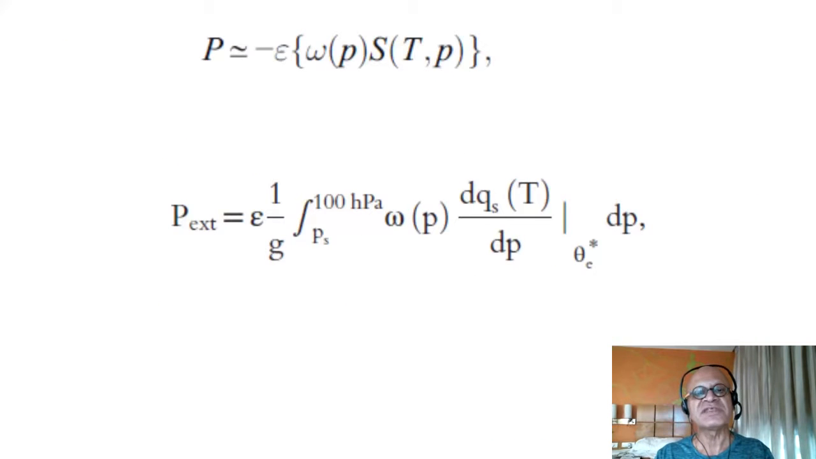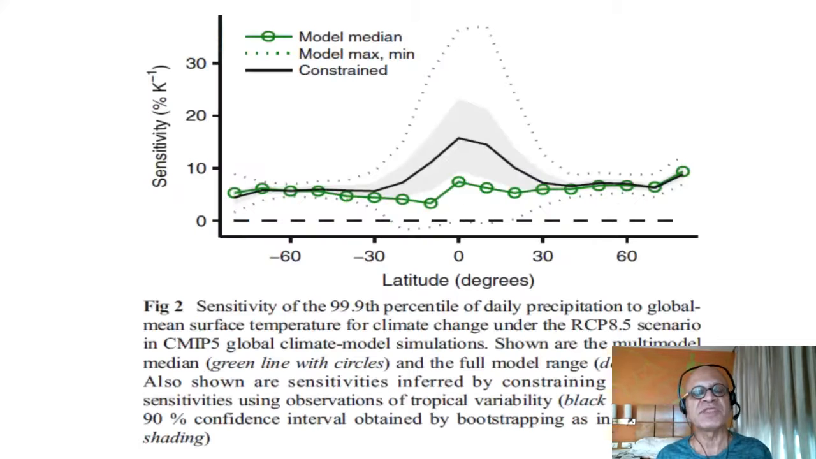So basically the message is that precipitation scaling is closer to Clausius-Clapeyron in some places and is super Clausius-Clapeyron in many places, and depends on whether you're in the tropics or mid-latitudes.